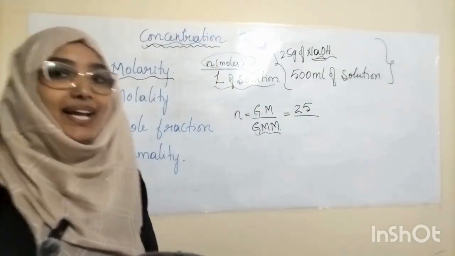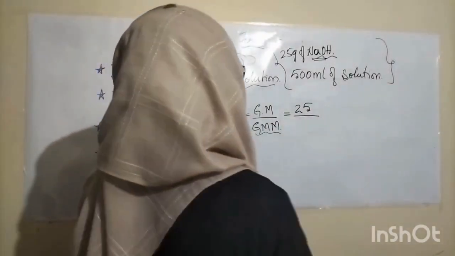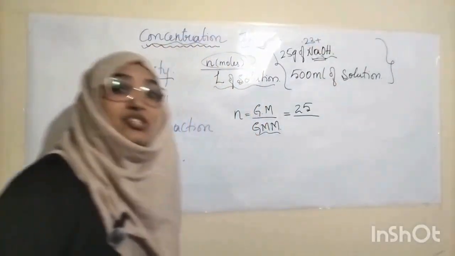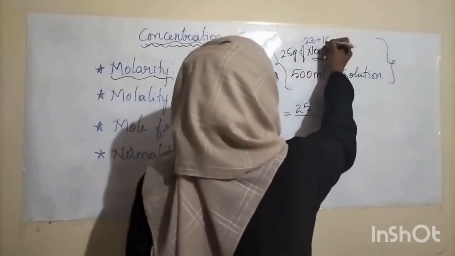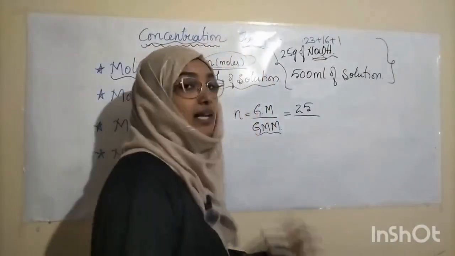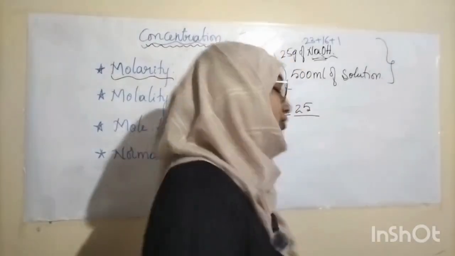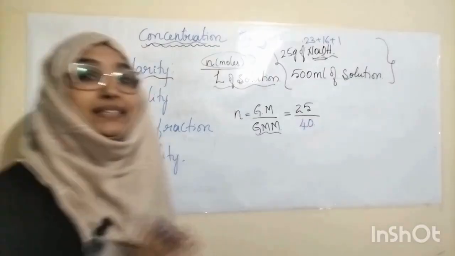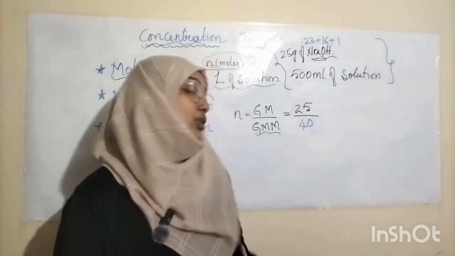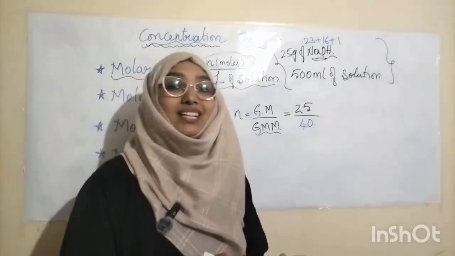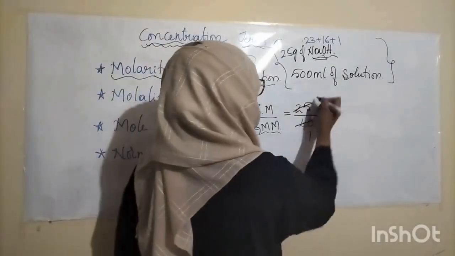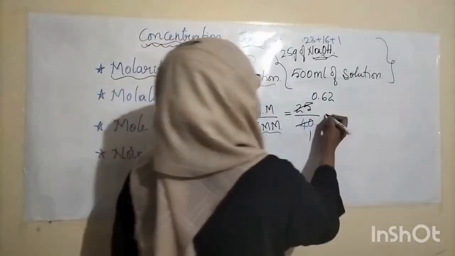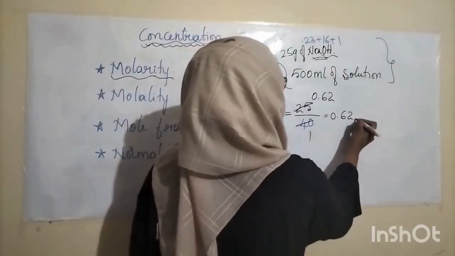For Na, the atomic mass is 23 plus, for oxygen it is 16, for hydrogen it is 1. In total, it comes up to 40. Very good. So 25 by 40, these are the number of moles of solute we have. So how much will it come? It comes up to 62 approximately. So the number of moles are 0.62.